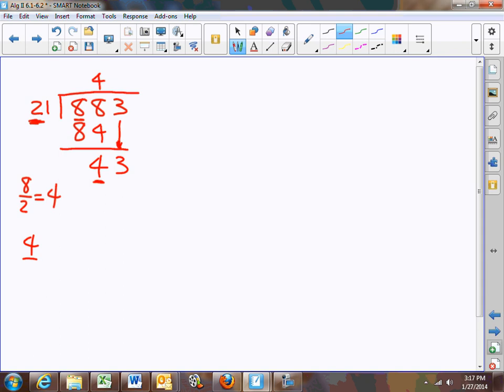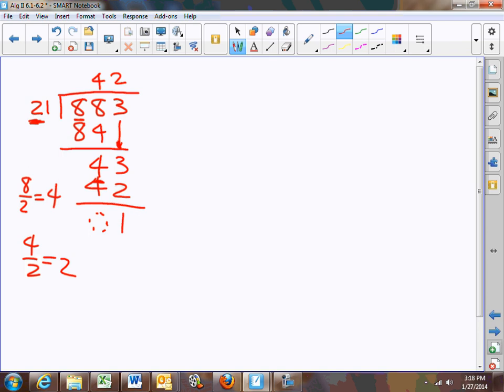That's this question, and the answer is 2, so you'd put the 2 one space over from where you put the 4 before. Now you multiply the 2 by the 21. 2 times 1 is 2, 2 times 2 is 4, and once again you subtract. 4 minus 4 is 0, and 3 minus 2 is 1.